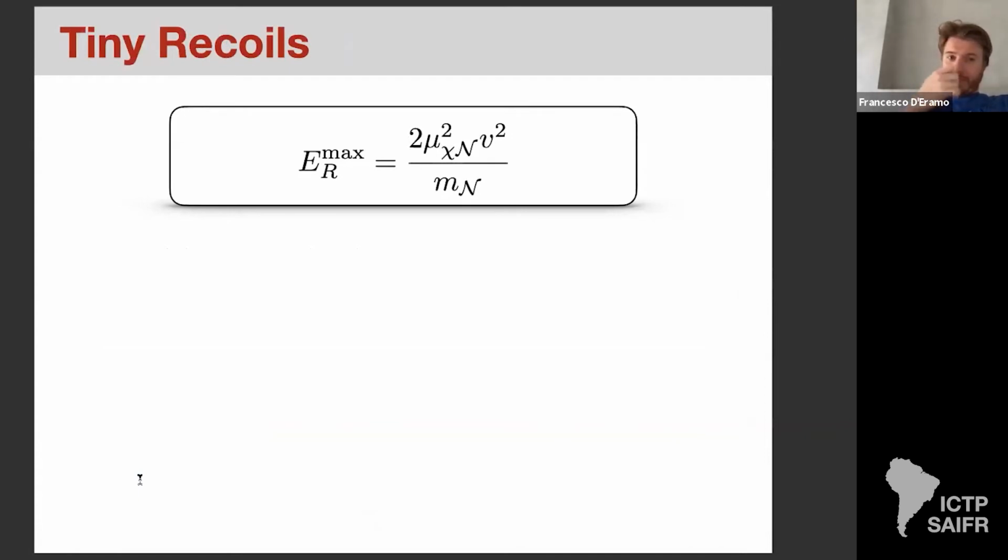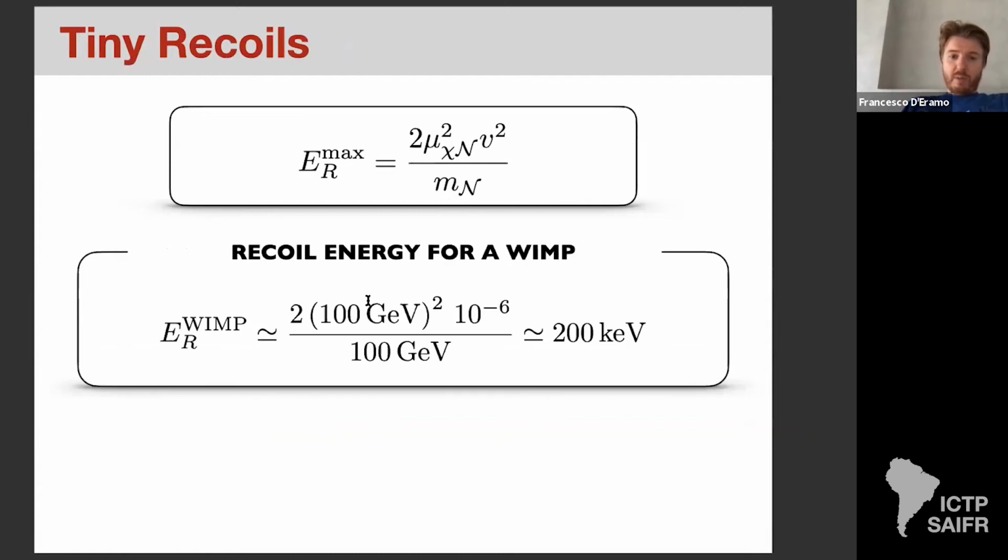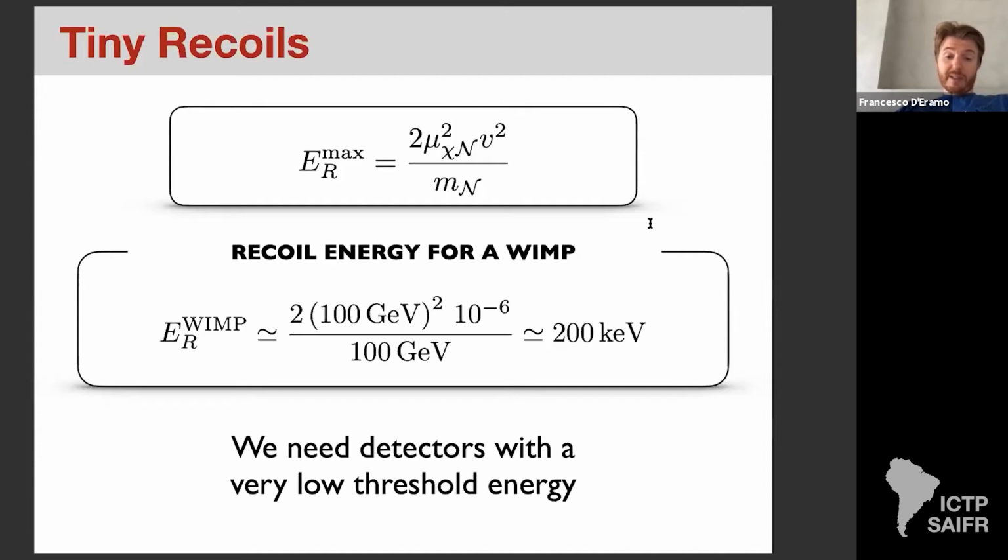So the recoils are actually tiny, as I was mentioning. Here is the equation again. We put numbers for a WIMP. We can take a WIMP of mass 100 GeV. The xenon target has a mass also around 100 GeV, just for this estimate. So we put everything at 100 GeV, even the reduced mass. And you see that this is hundreds of keV. So there are recoil energies much smaller than the masses of the particles in the game, and so we need detectors with a very low threshold energy.